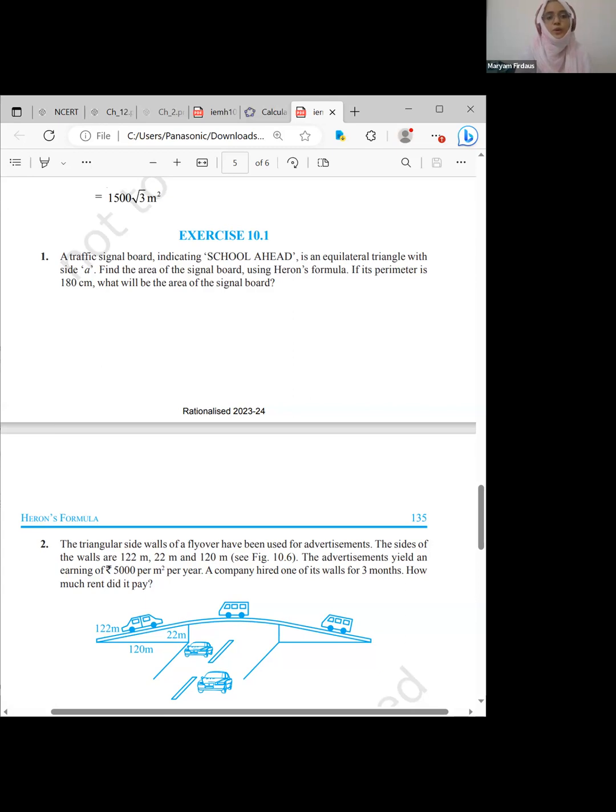If it's not clear, you can also text me personally in the chat box. If you want me to repeat something, I'll do that.